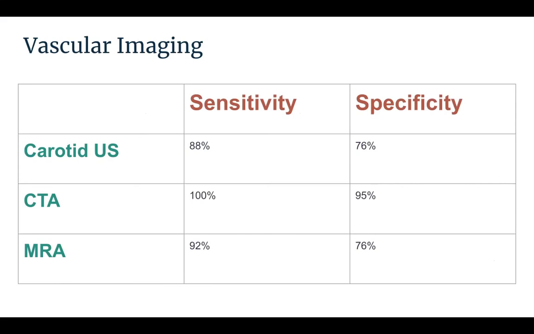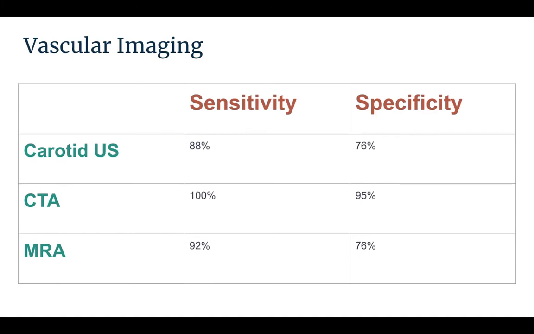So you've imaged the brain, and now you want to look at the blood vessels. So you have a couple of options. The fastest and most sensitive and specific test would be the CTA head and neck, which is 100% sensitive and about 95% specific. Alternatively, you can do an MRA head and neck, and this is without contrast, which has a sensitivity of 92% and a specificity of 76%.